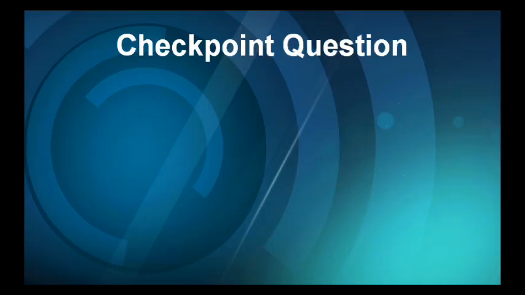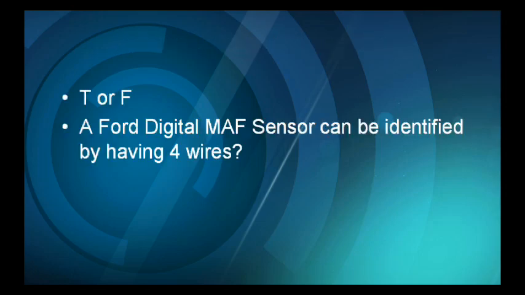We've got some checkpoint questions we want to go over here regarding the digital mass airflow sensors. So I'm going to take you to my first question, which is true or false. A Ford digital mass airflow sensor can be identified by having 4 wires. I'm going to give you 10 seconds or so to answer the question.